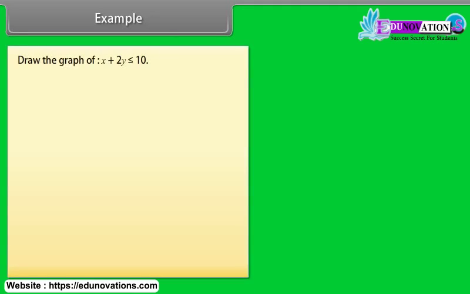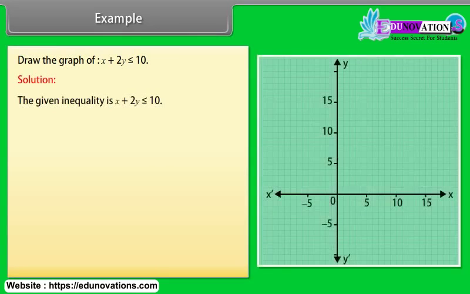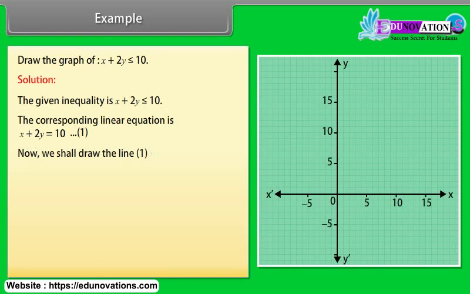Example: draw the graph of x + 2y less than or equal to 10. Solution: the given inequality is x + 2y less than or equal to 10. The corresponding linear equation is x + 2y = 10. Name it as 1. Now we shall draw line 1.